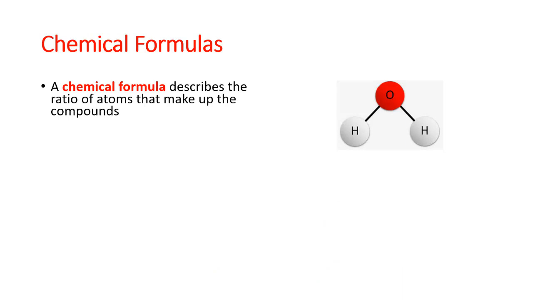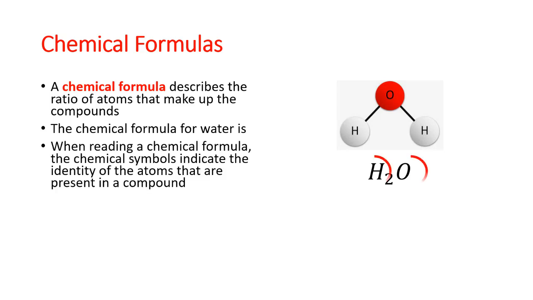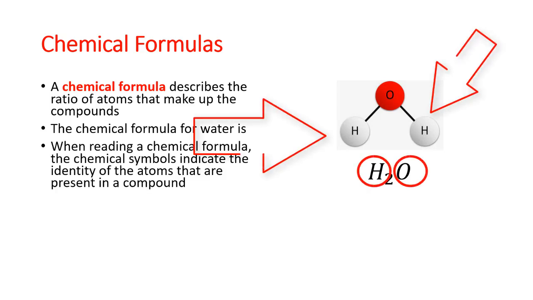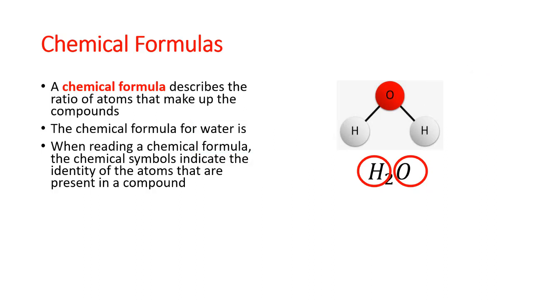Let's talk about chemical formulas. A chemical formula describes the ratio of atoms that make up the compound. So we're taking a look at this water molecule. How would we write that out? Well, the chemical formula for water is H2O. What does that mean? When reading a chemical formula, chemical symbols indicate the identity of all the atoms that are part of the compound. So in this case, we have hydrogens and oxygens.